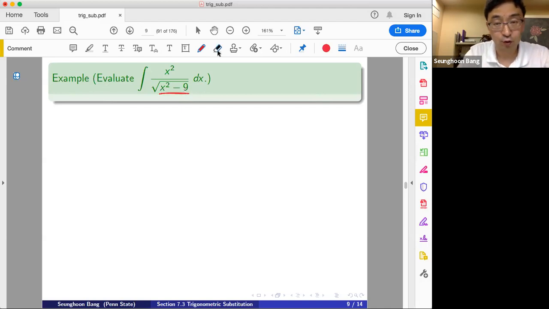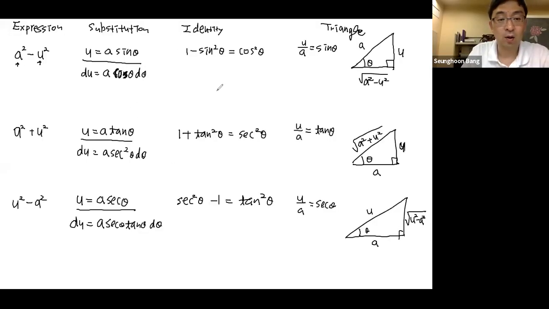So we are going back to our problem. Here, we have the x square minus 9 form, right? Which one do you want to use for solving this problem? So like this. Here, we have to use this one.